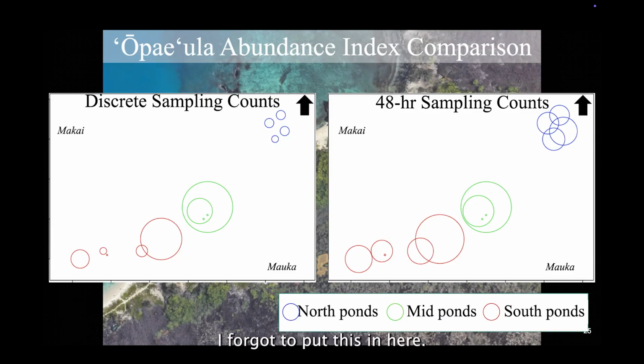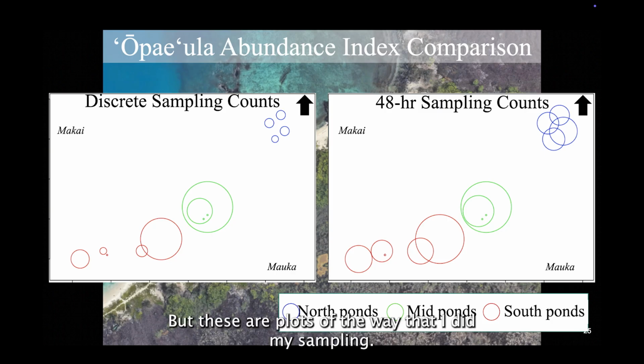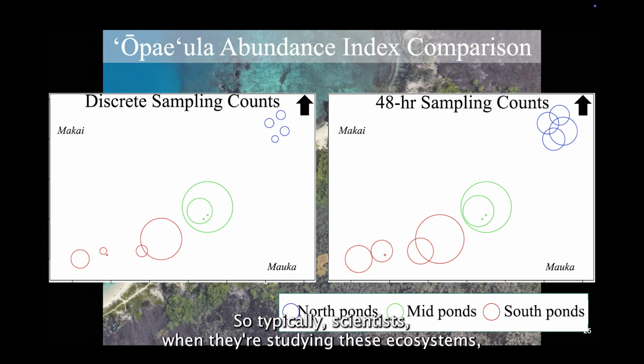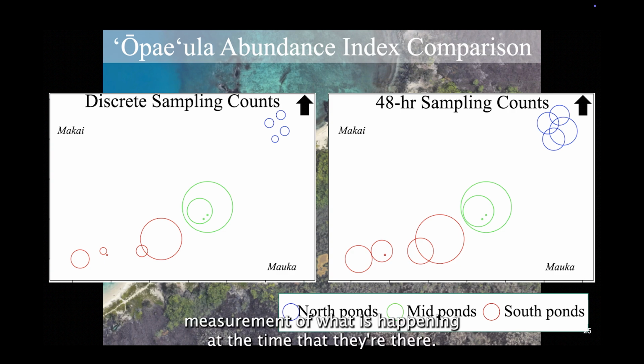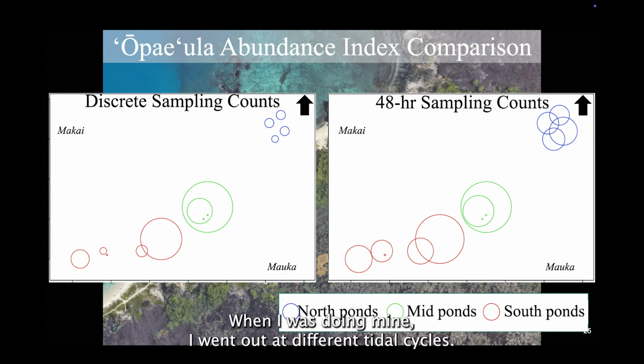Oh, and okay, I forgot to put this in here. But these are plots of the way that I did my sampling. So typically scientists, when they're studying these ecosystems, they'll go out and get a snapshot measurement of what is happening at the time that they're there. When I was doing mine, I went out at different tidal cycles, so 4 times a day, for a period between 2 and 3 days. And I did it multiple times throughout the year. And then I would average it each time I went out. Same thing like this, I would do it multiple times a year.